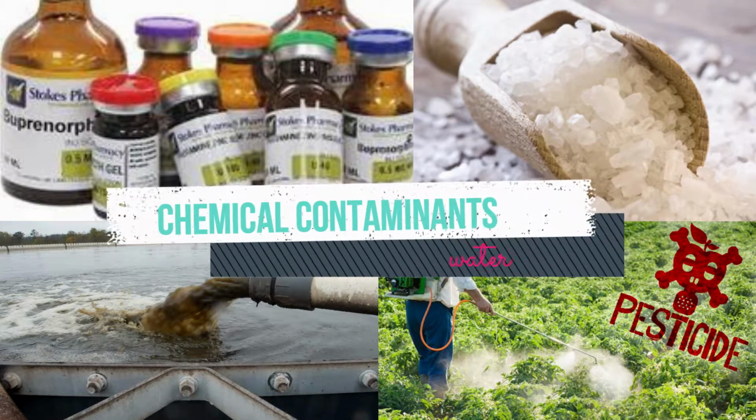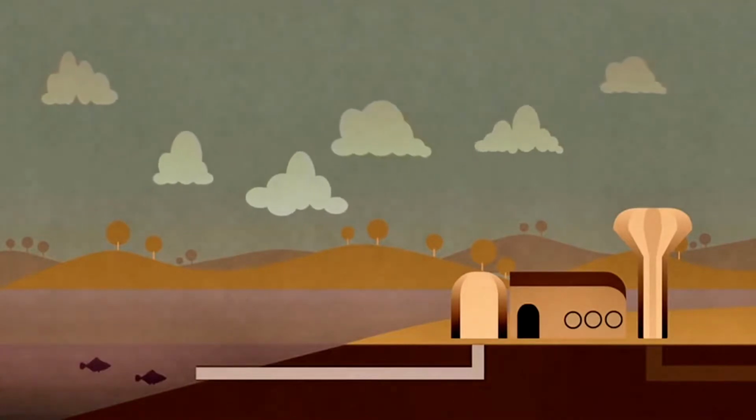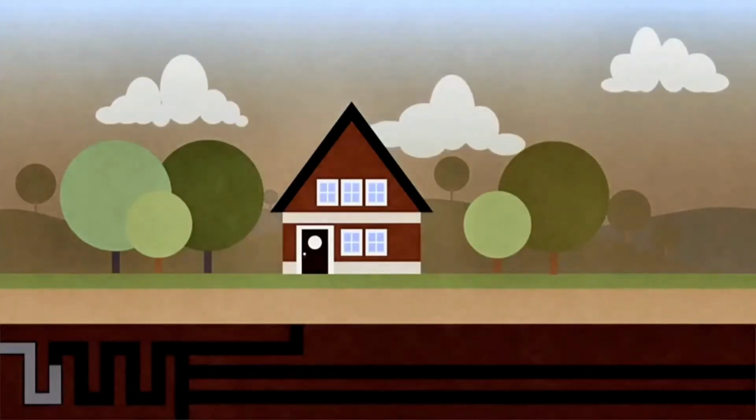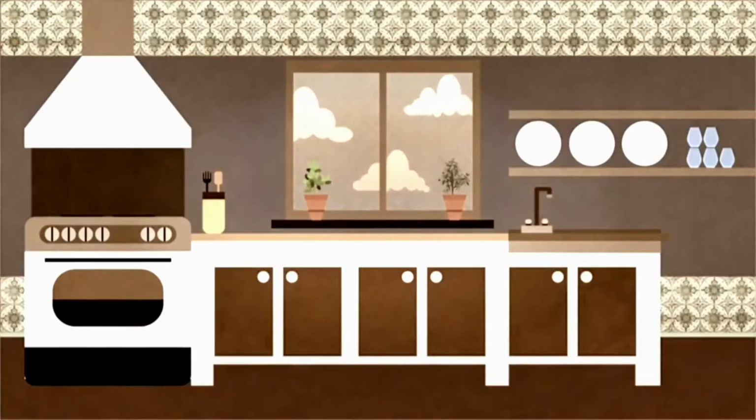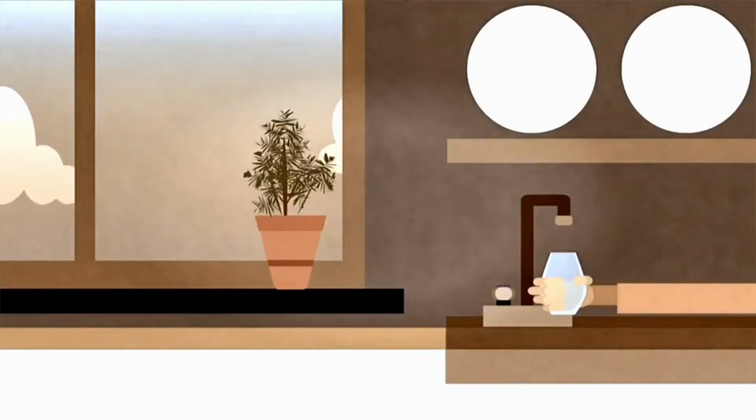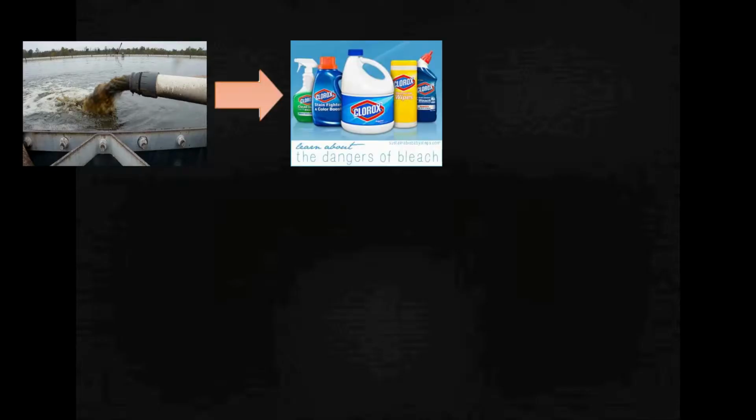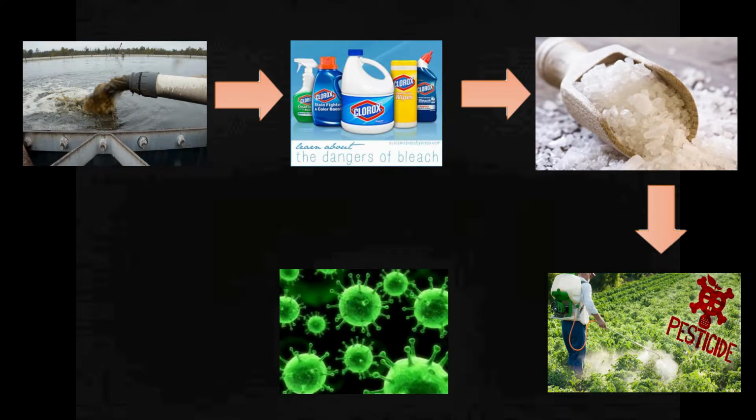Chemical contaminants. Chemical contaminants are elements or compounds. These contaminants may be naturally occurring or man-made. Examples of chemical contaminants include nitrogen, bleach, salts, pesticides, metals, toxins produced by bacteria, and human or animal drugs.